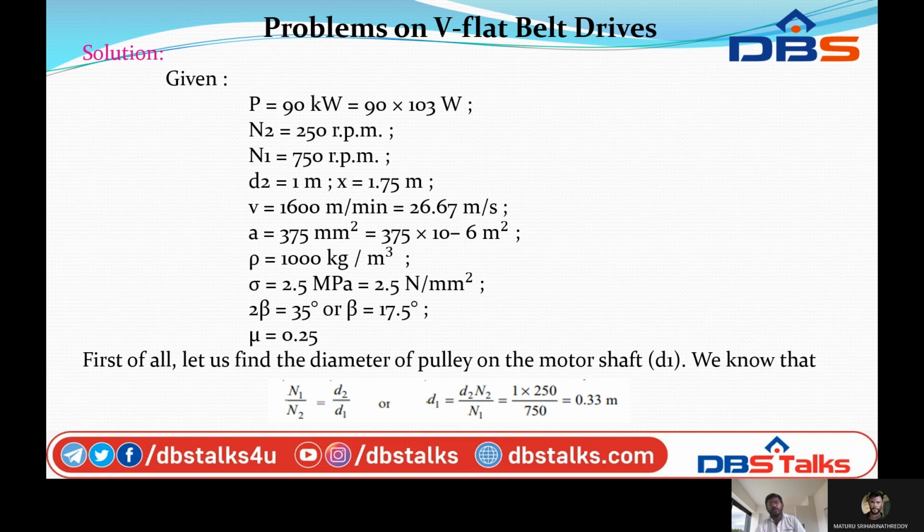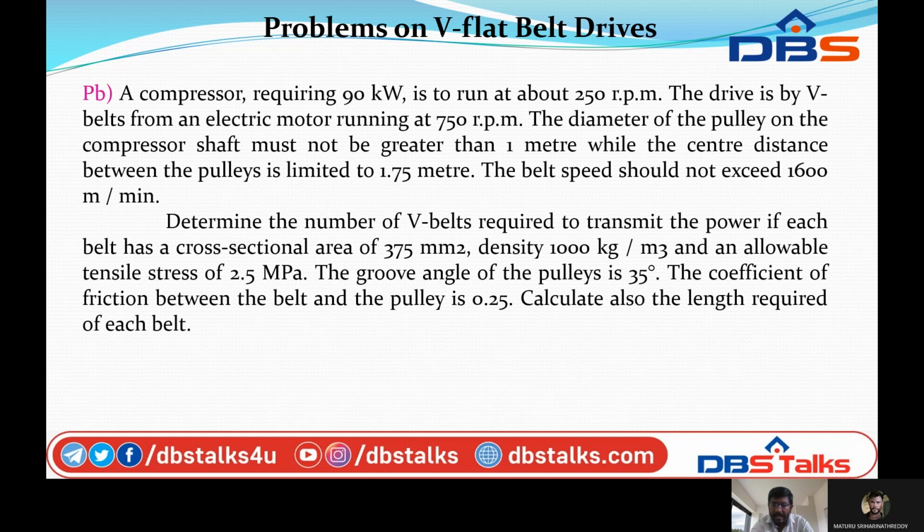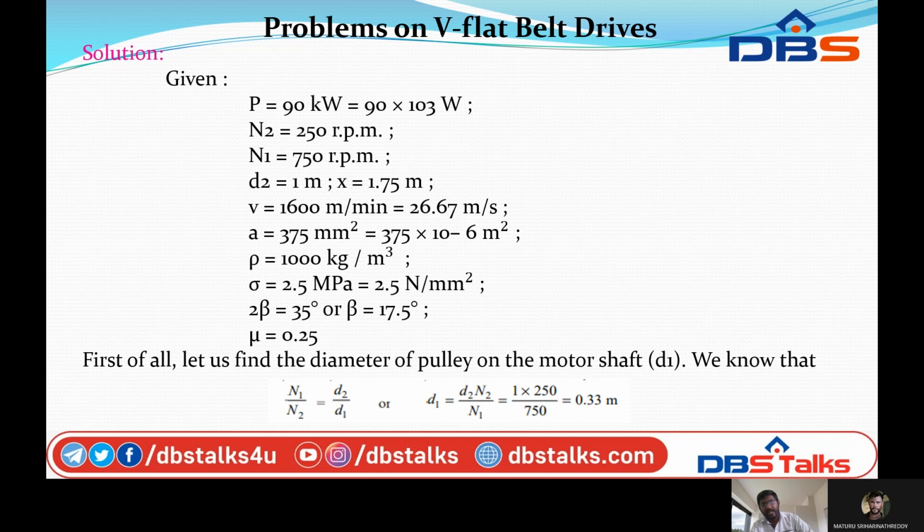So diameter D2 is equal to 1 meter and x is equal to 1.75 meters. V is equal to 1600 meters per minute. V means velocity, the belt speed should not exceed 1600 meters per minute. So that is the V, 1600 meters per minute. So that will be converted into meters per second.